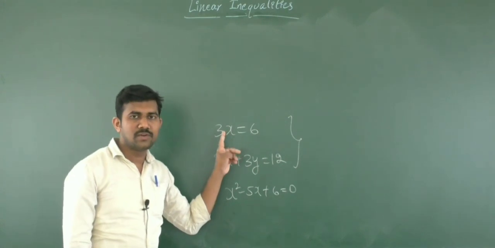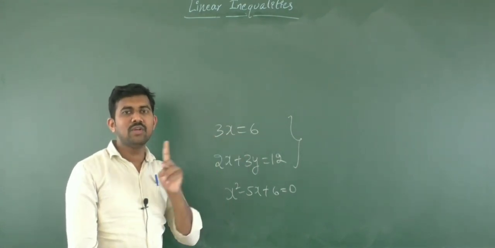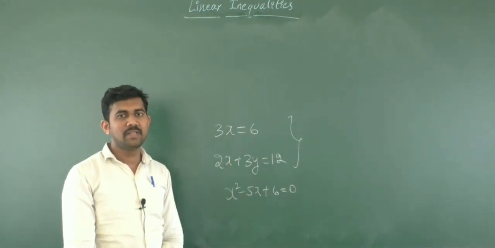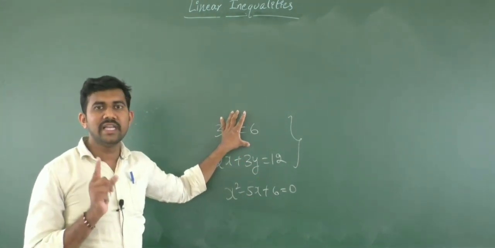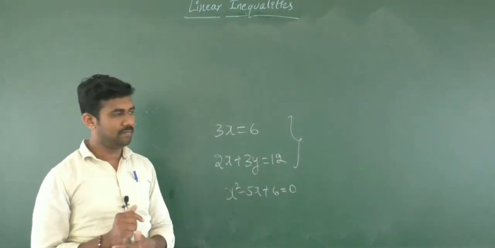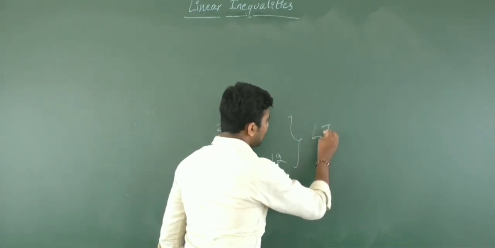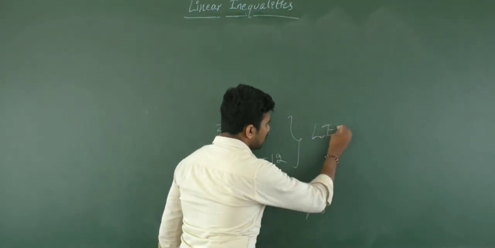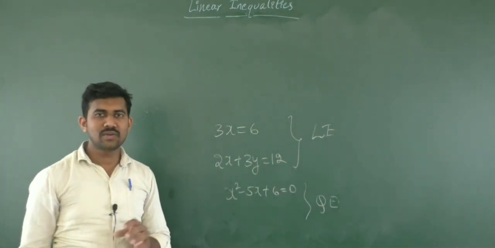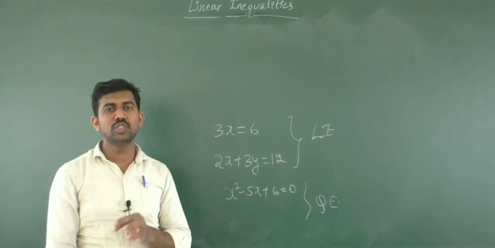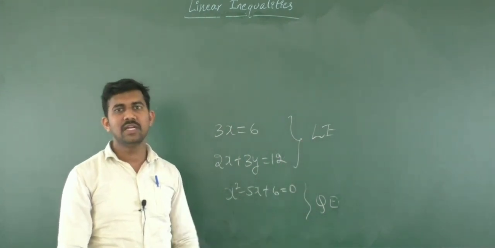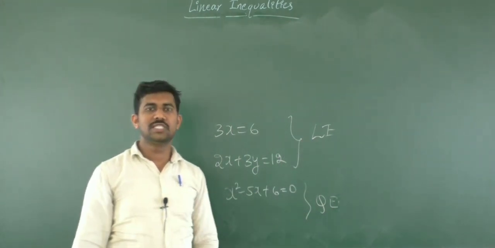In the first equation you have only one variable, but in the second equation you have two variables, that is x and y. So the first one is a linear equation in one variable, and the second one is a linear equation in two variables. So this is a linear equation and this is a quadratic equation. In high school classes you studied how to find the solution of a given equation, in both cases, linear equation and also quadratic equation.